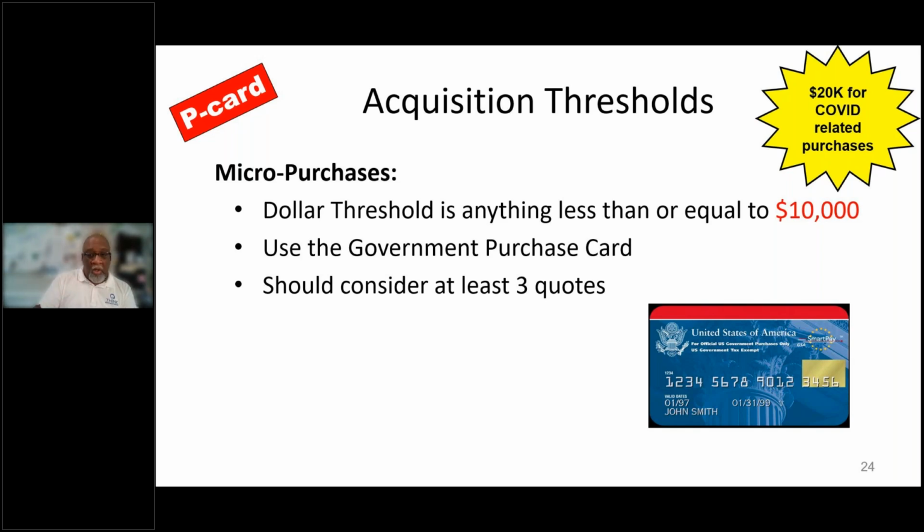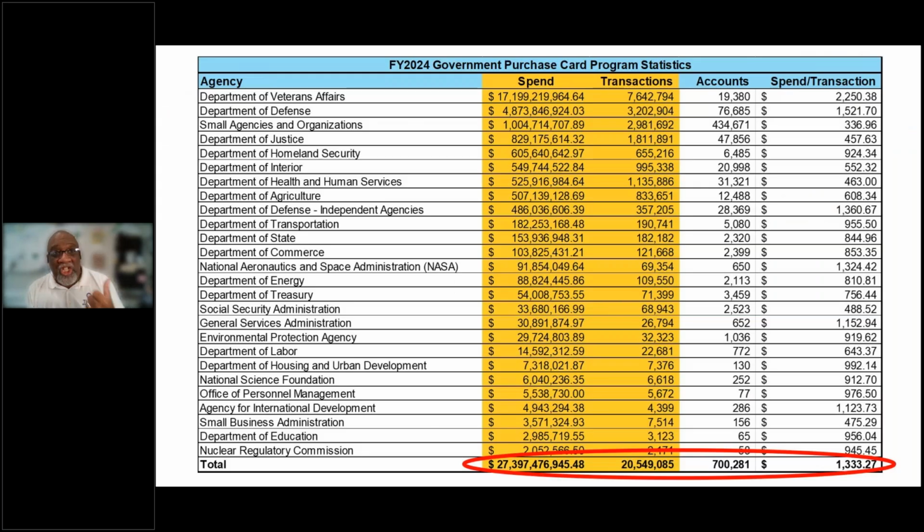Okay, to give you a sense of what that looks like. Last year, $27 billion flowed through the government purchase cards. You can look from the stats who the big players are. Not surprising. But $27 billion, over 20 million transactions. Now here's a number that we should highlight. At the end of 2024, there were over 700,000 cardholders.